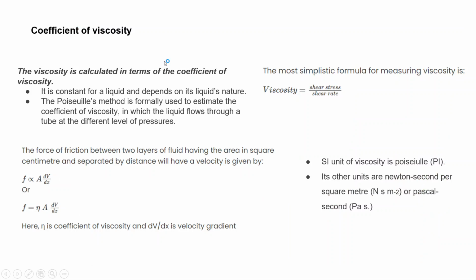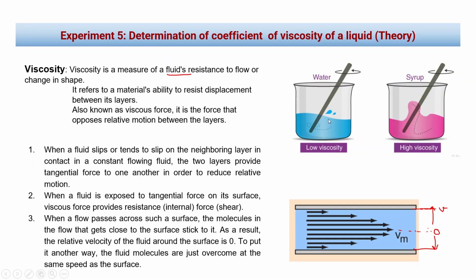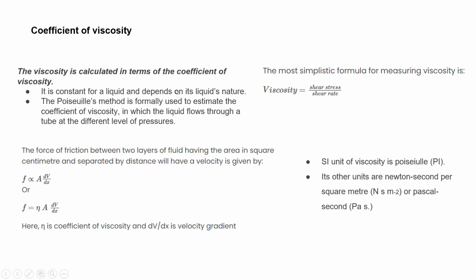So how do we define viscosity? We talked about how this liquid has low viscosity and this one has high viscosity, but how do we measure it? Viscosity is calculated in terms of the coefficient of viscosity. It is a constant value for a particular liquid or fluid, and it depends on its nature. Later we will discuss Poiseuille's law, from which we calculate the coefficient of viscosity.